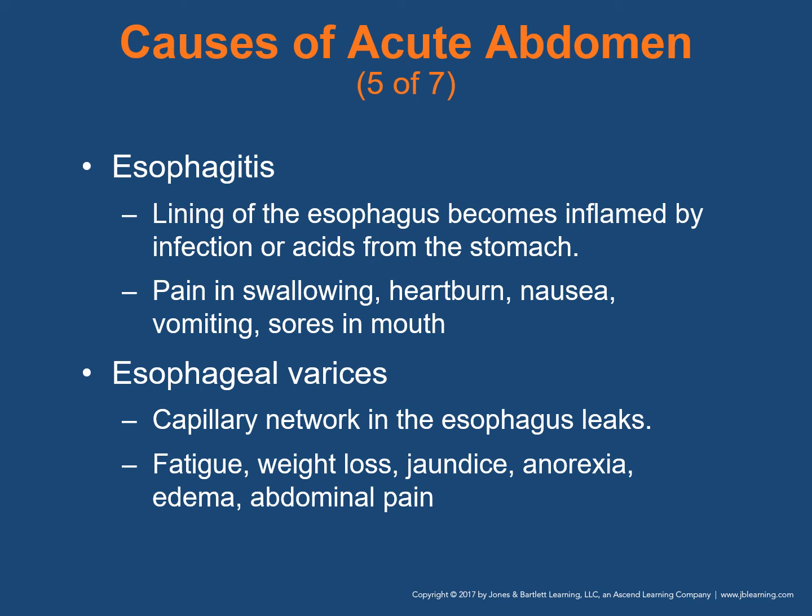sores in their mouth. And then another one in the esophagus is esophageal varices. Esophageal varices occur when the capillaries that line the esophagus start to leak. So you're going to have kind of an oozing of blood into the esophagus. This is going to cause fatigue, weight loss, jaundice, anorexia, edema, and abdominal pain, because as that blood leaks, it is going to be entering the digestive system and the gastrointestinal tract.